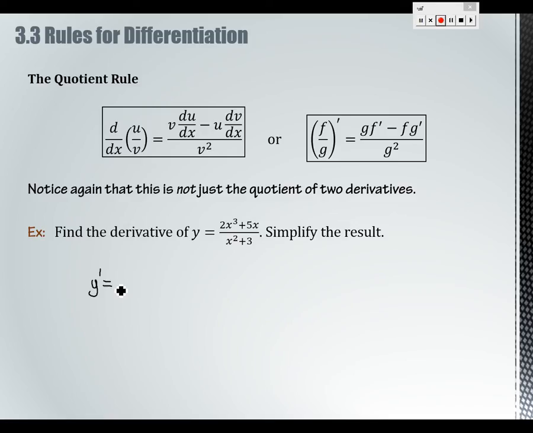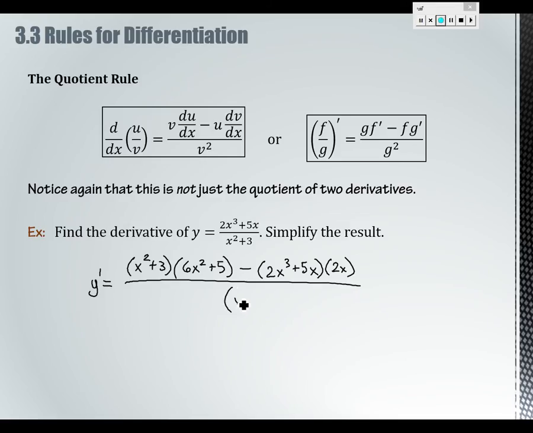Not simplified yet, we'll get to that. Just the first thing that everyone wrote down. Listen and make sure this is what you have. Max? The quantity of x squared plus 3, okay, bottom, times the quantity of 6x squared plus 5, times the derivative of the top, minus the quantity of 2x to the third plus 5x times 2. Okay, and all of that over x squared plus 3 squared. There you go. Is that what you wrote?